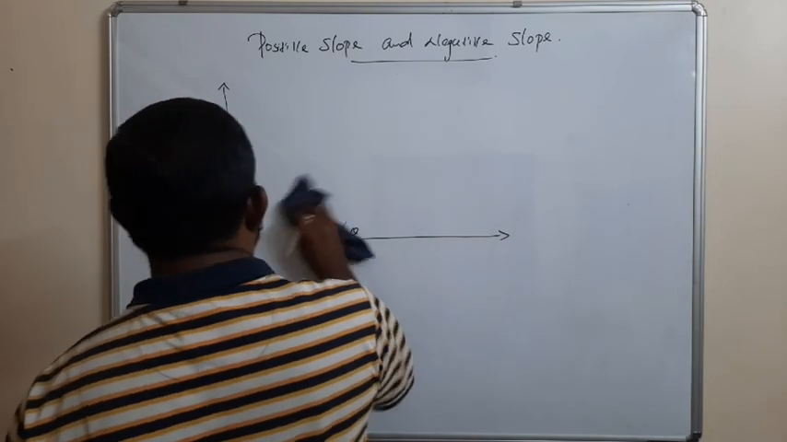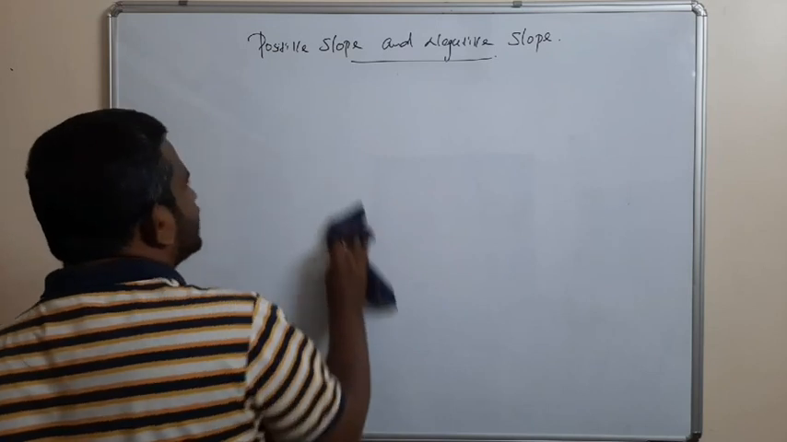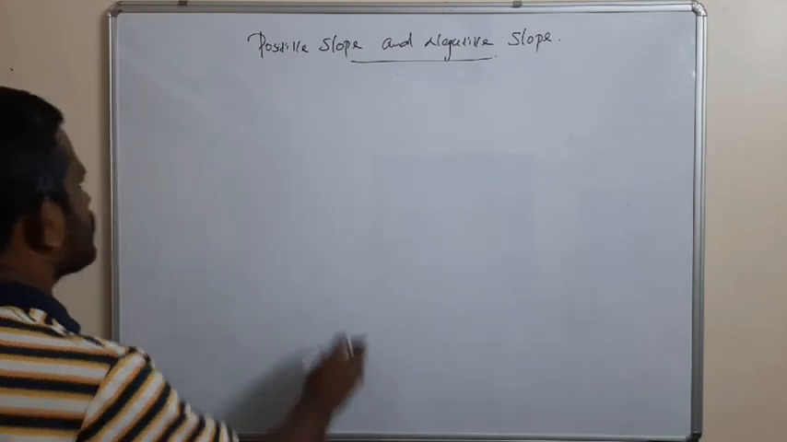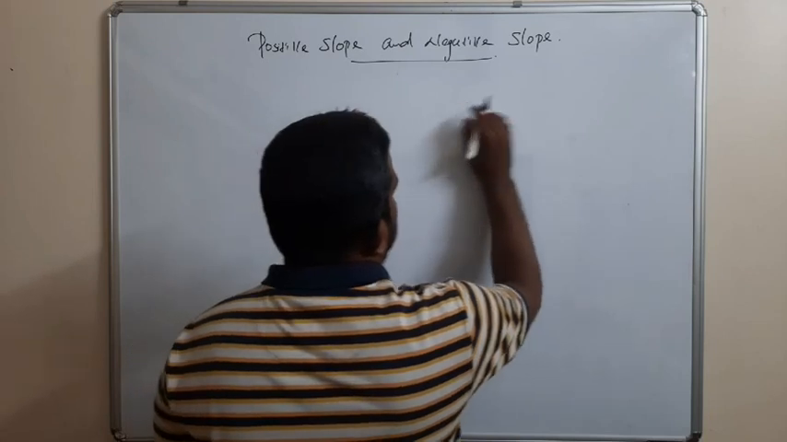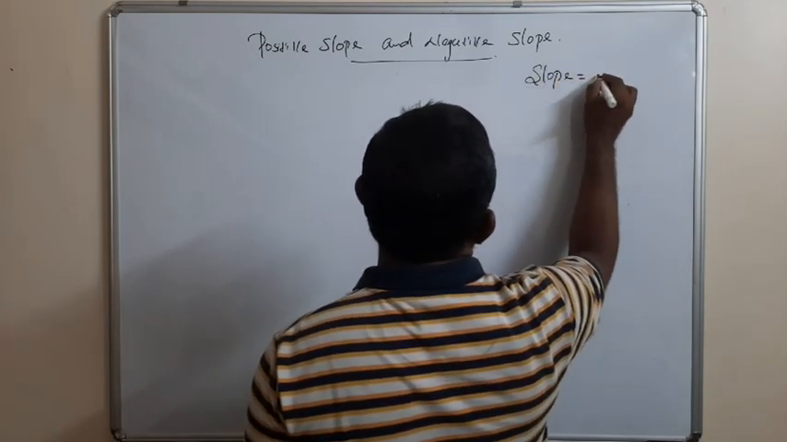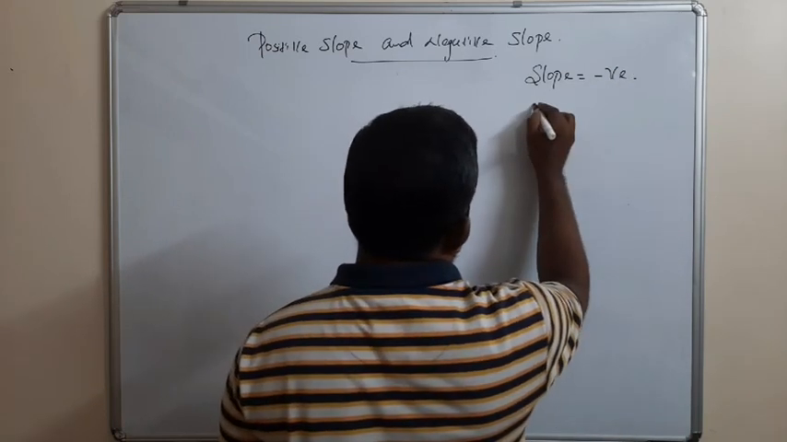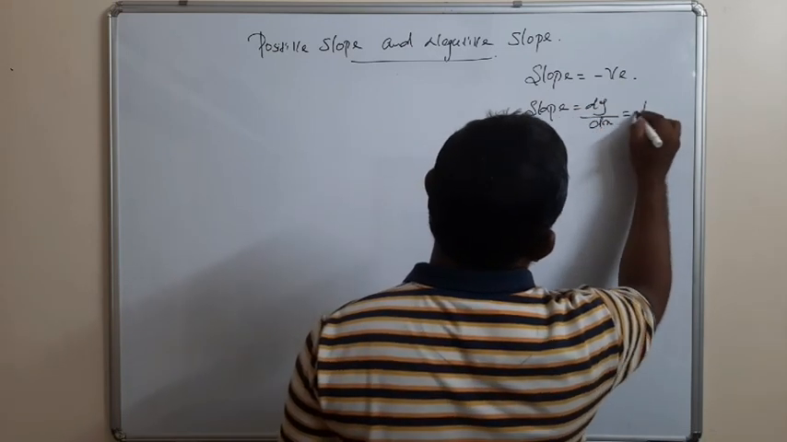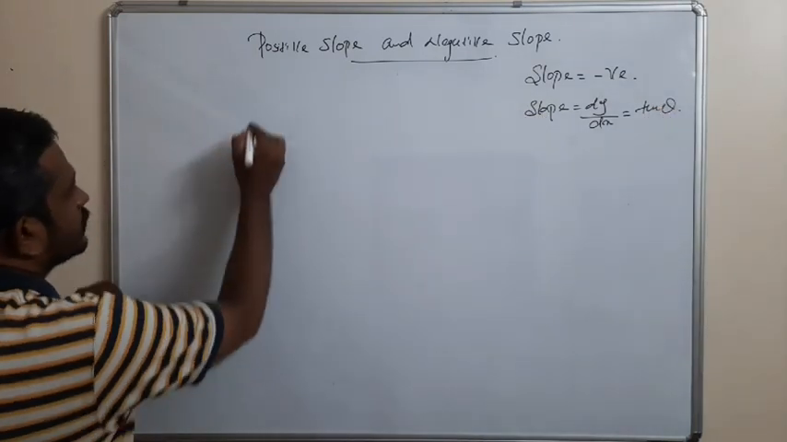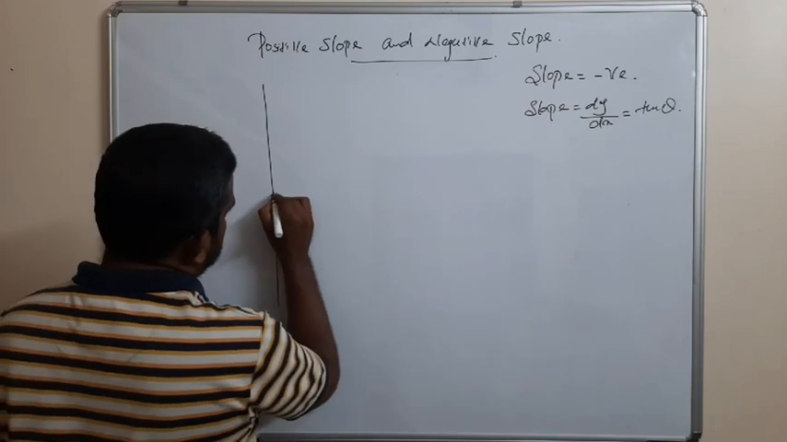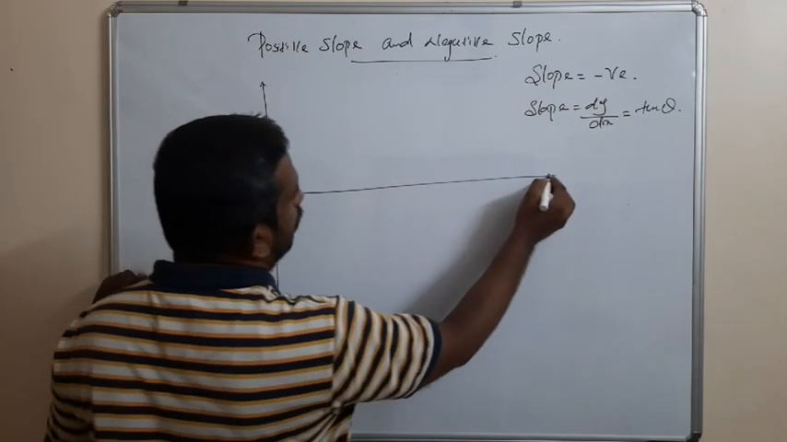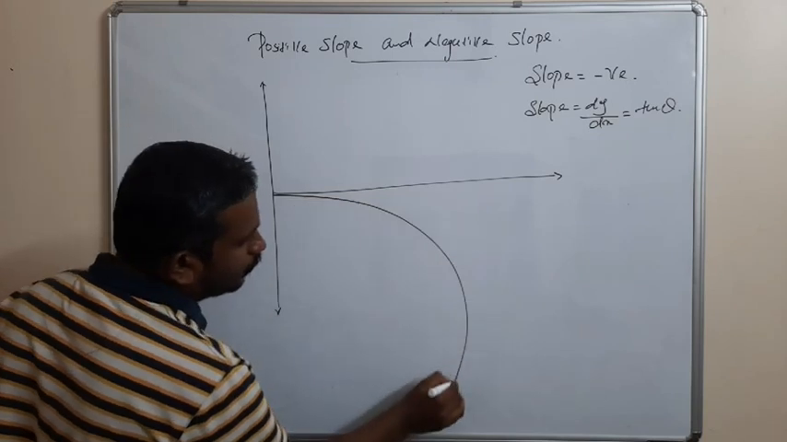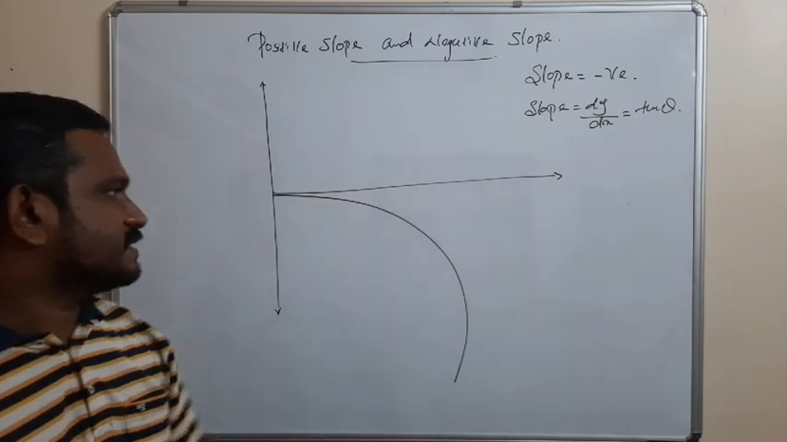Then next is negative slope. If y decreases with increase of x, the slope is negative. So slope is equal to dy by dx, equal to tan theta. Okay, tan theta. Here y decreases with increase of x.